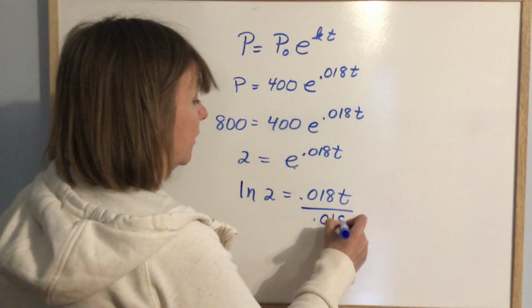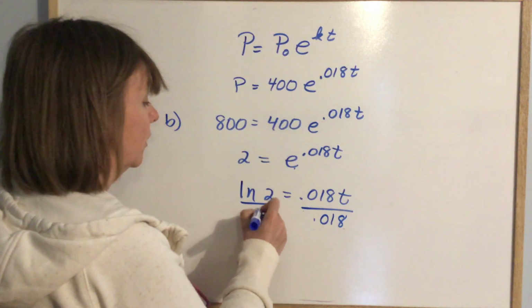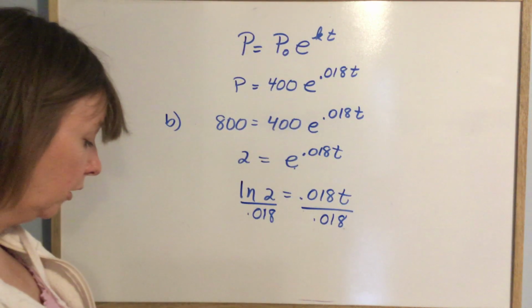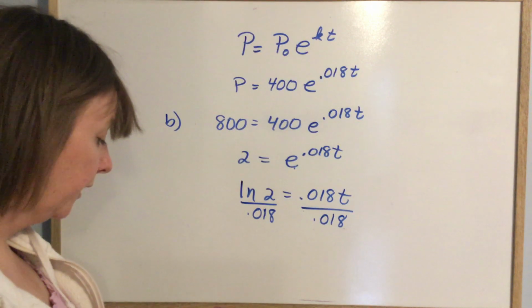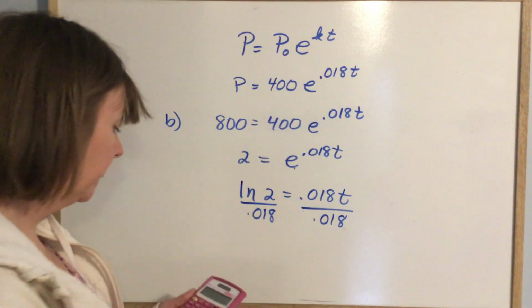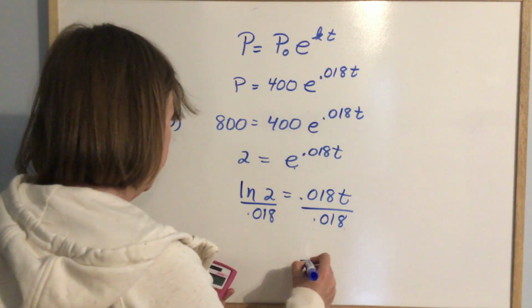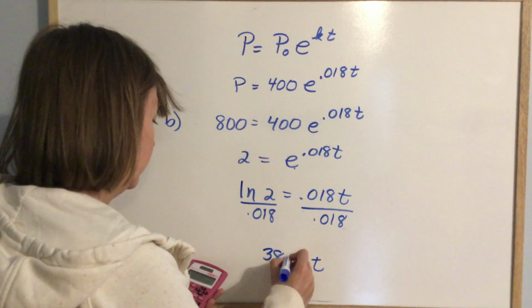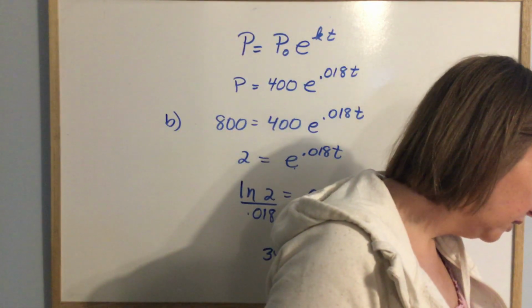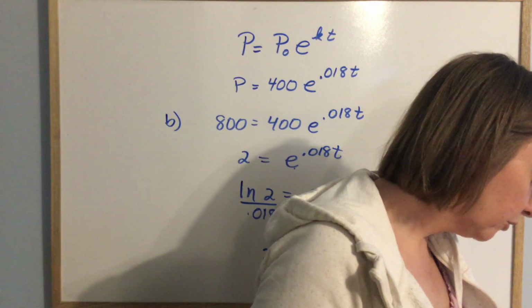So I'm going to divide this side by 0.018. So I'm going to do ln 2 divided by 0.018, and I get t is 38.5. And they said t is in years.